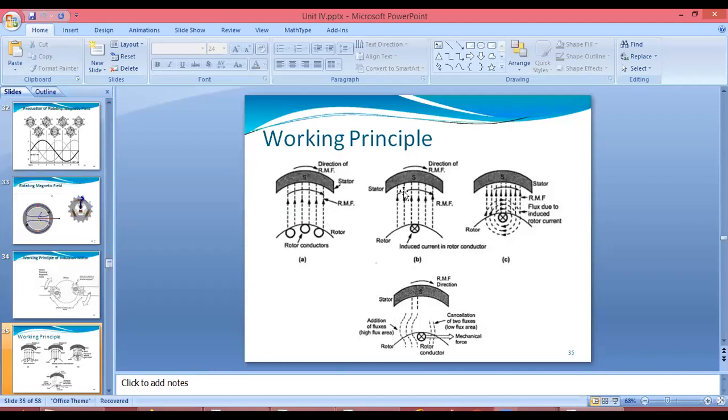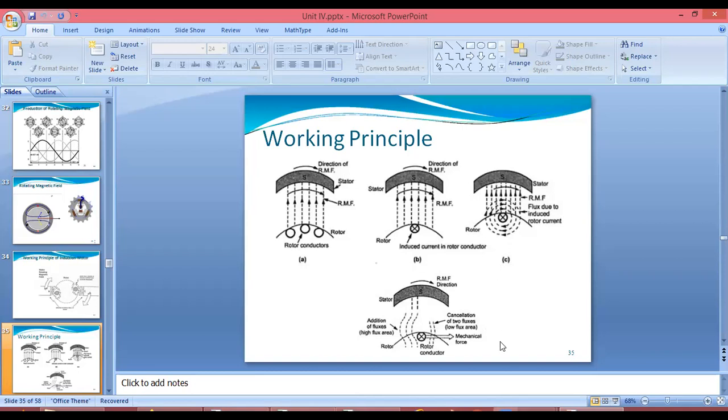At that time, there is an introduction of a magnetic field which will move in the upward direction. The conductor will be cut by that magnetic flux, that magnetic field. That's why there is a generation of magnetic flux, so that flux will be induced just because of the rotor current.